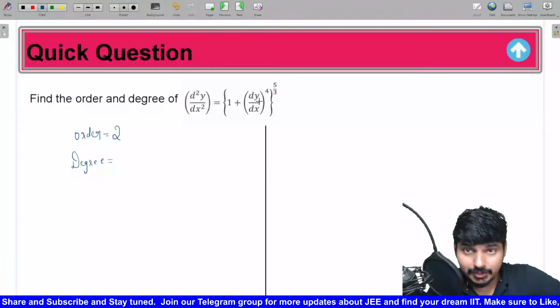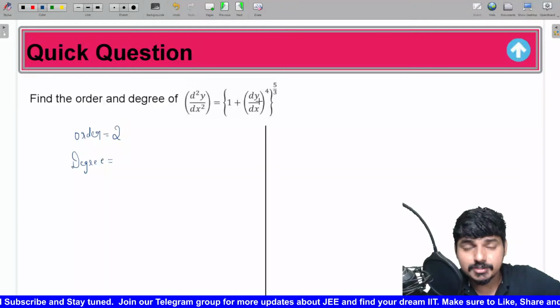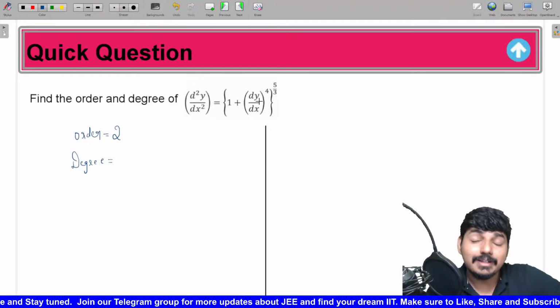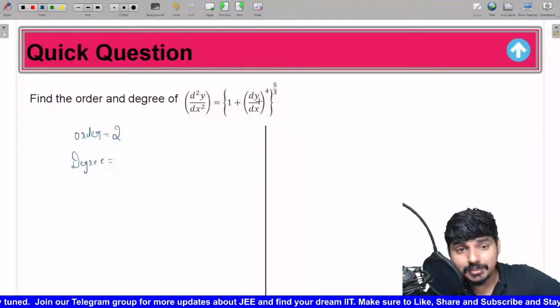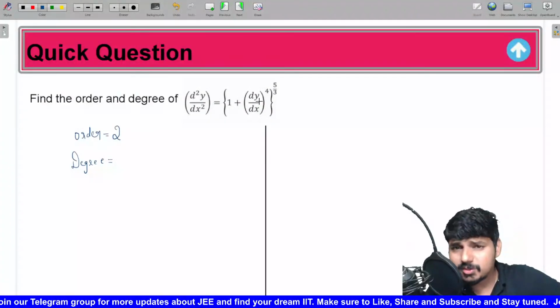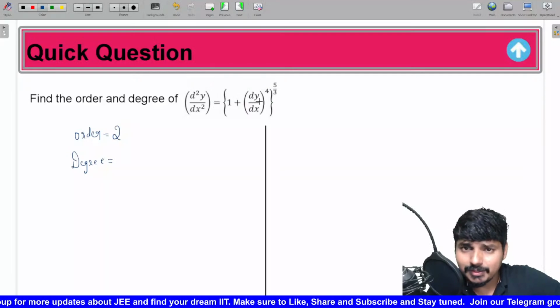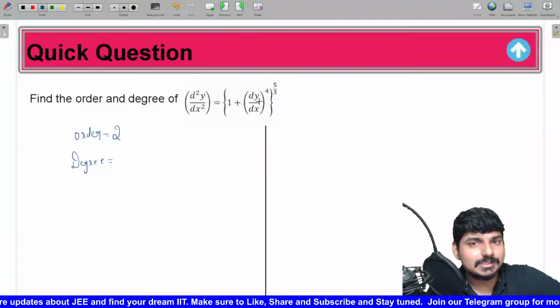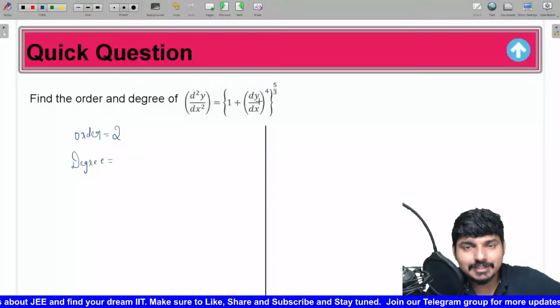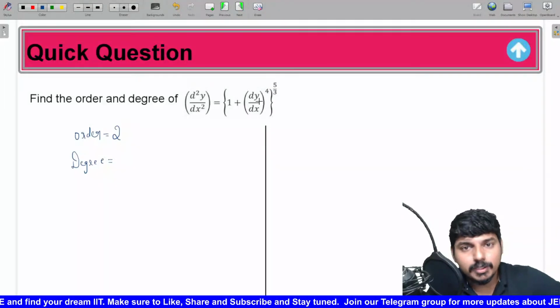If you're able to do that after a certain modification, then in that case, degree is going to be defined. After the modification, if you're still not able to do that, and the fractional power is still going to remain, then in that case, we cannot do anything. So we can say the degree is not going to be defined.